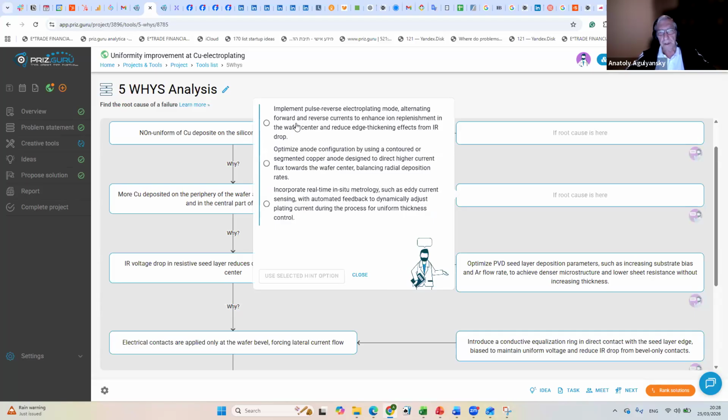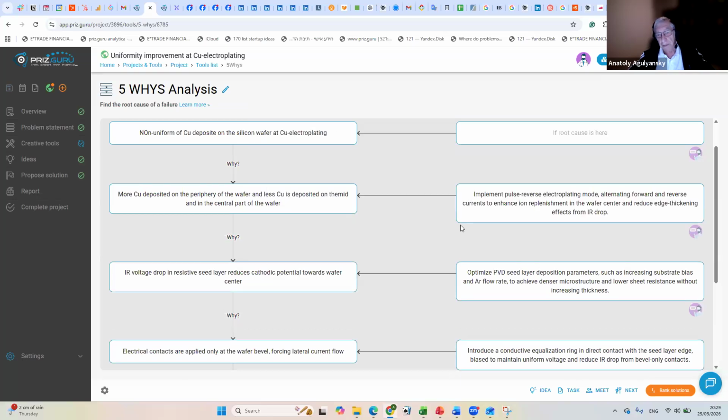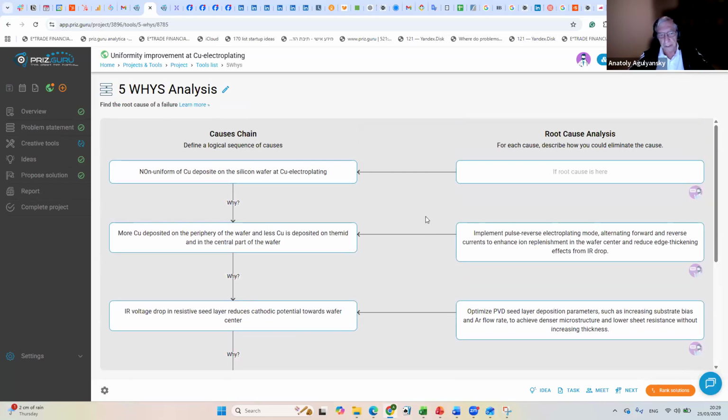Okay, pulse reverse electroplating. So we deposit and we dissolve. We will dissolve, let's say, which has a high current density. Yeah, it's a good one. Yeah, pulse reverse electroplating mode. It will take longer time, but it might help.